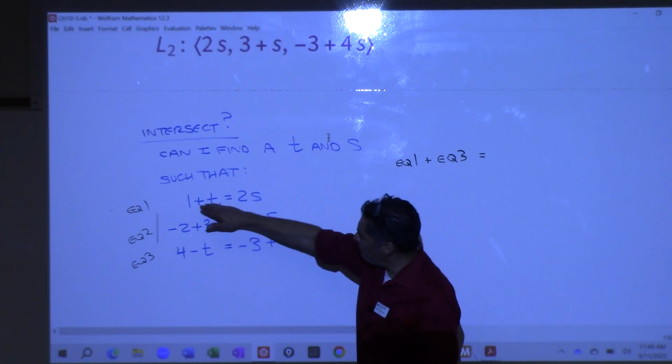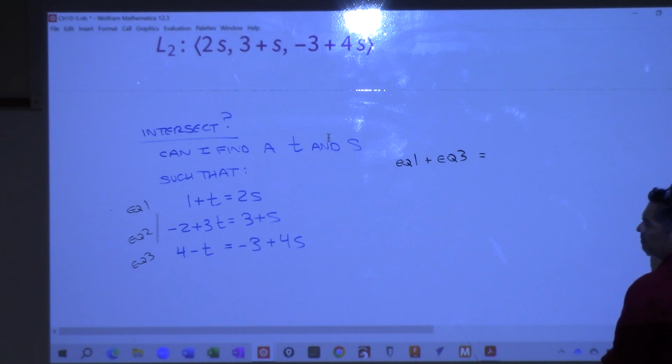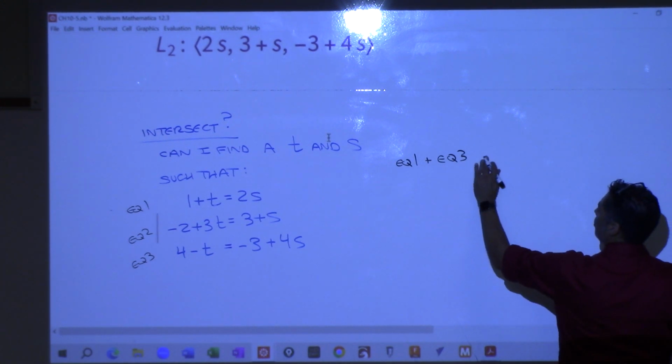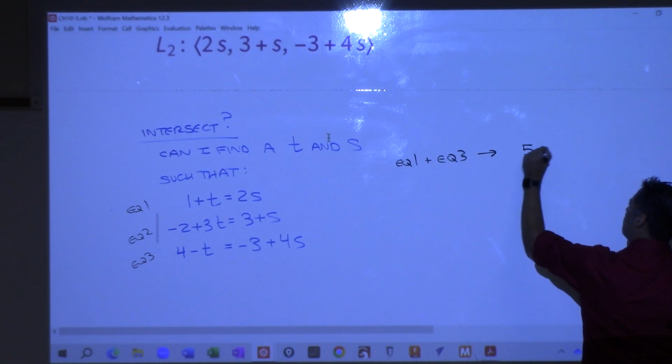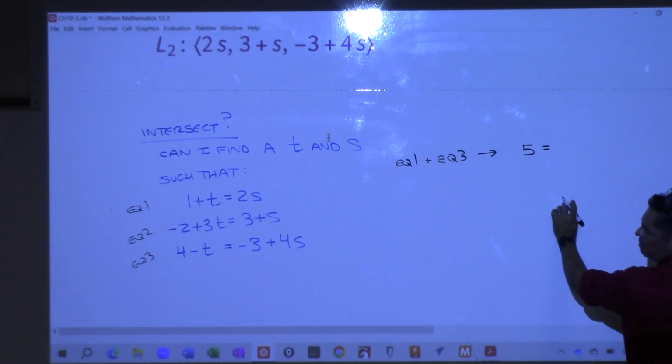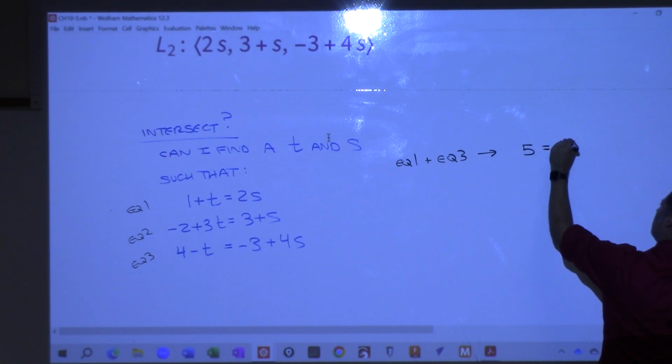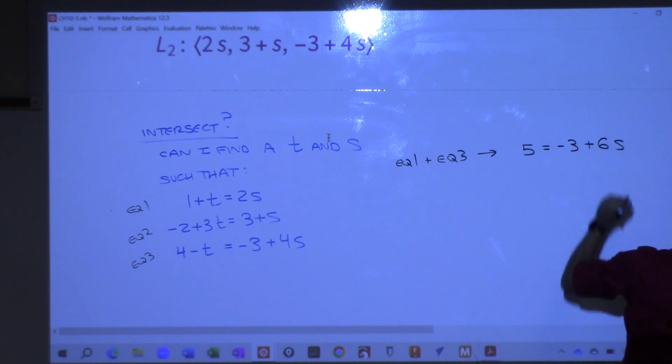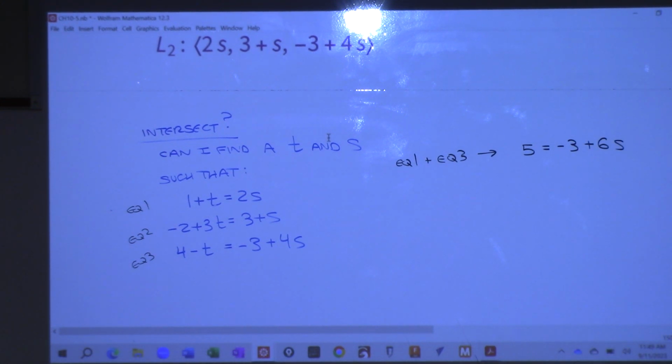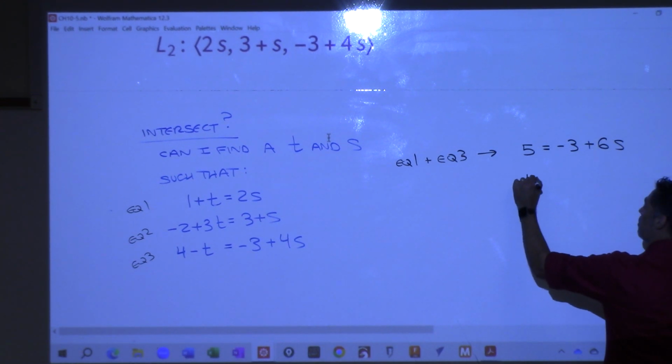So when we add the first and third, what do we get? T's cancel, you get 5 equals what? Negative 3 plus 6s. Right? That's what happens when I add the first and third equations together. And then I can do that again, with the first and the second one, or I can solve this for s. You want me to solve that for s? We can solve that for s. Okay, solve that for s. What do we get? 4/3. S is 4/3.